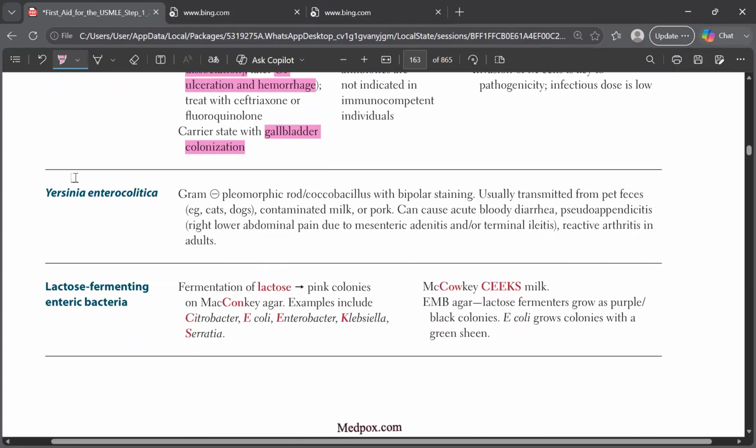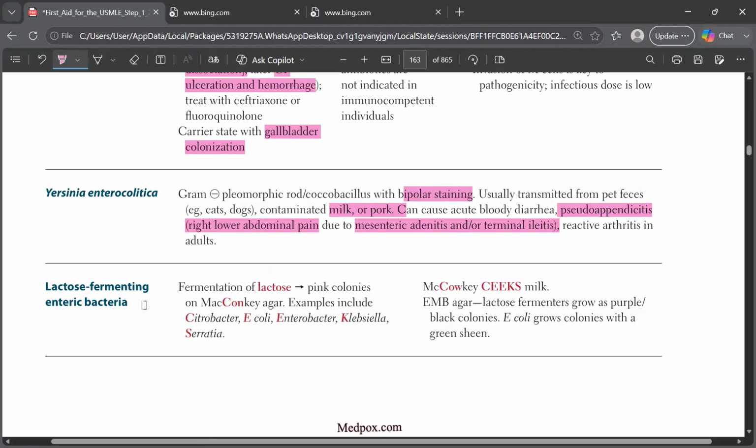Our next bacteria is Yersinia enterocolitica. It is a gram-negative pleomorphic rod or coccobacillus with bipolar staining. It is usually transmitted from pet feces, for example cats and dogs, contaminated milk or pork. It can cause acute bloody diarrhea, pseudoappendicitis, right lower abdominal pain due to mesenteric adenitis or terminal ileitis, and reactive arthritis in adults.